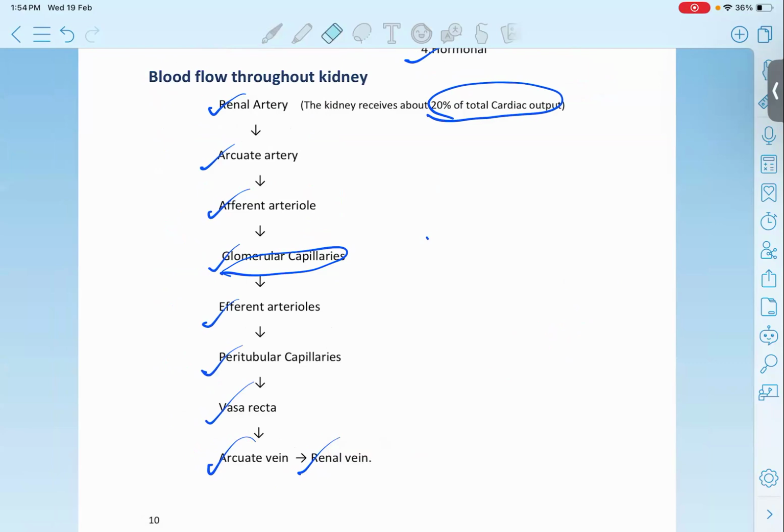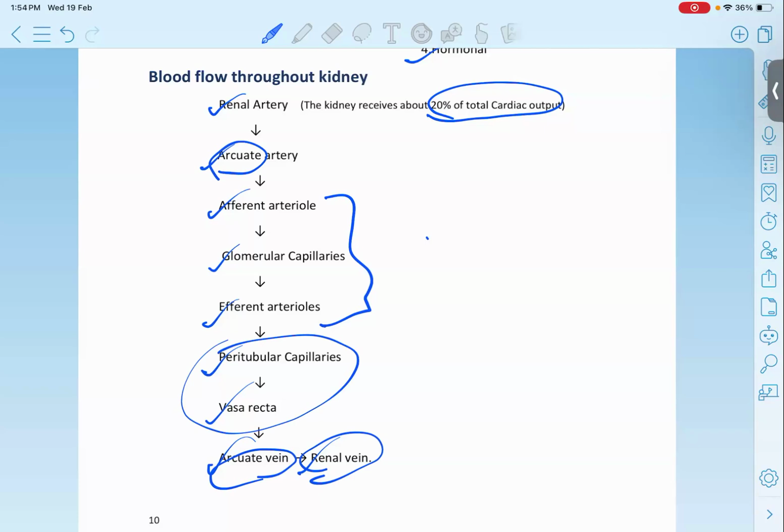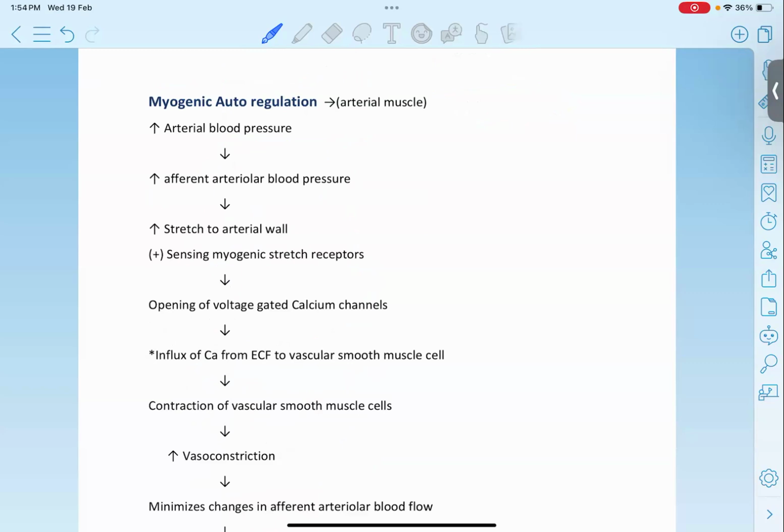This is a very easy flowchart. Just go through it once. This portion we already know: the afferent, glomerular capillary, efferent, and renal artery will become arcuate. Again, arcuate vein will become renal vein. You just have to remember these two steps: peritubular capillaries and vasa recta. Anyways, now I will move into all four autoregulations that kidney does to maintain the renal plasma flow despite the blood pressure change. So we will start with myogenic autoregulation.